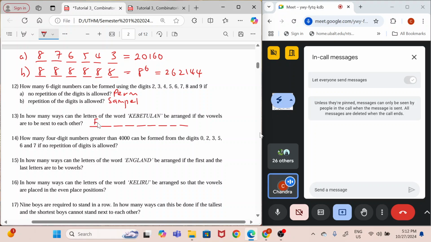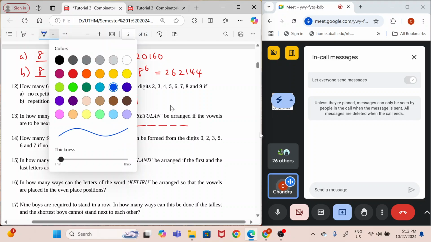So I'm going to write here E, E. Okay, this is the idea. This is the method we are doing. E, E, U, A. Okay, the rest you leave it.